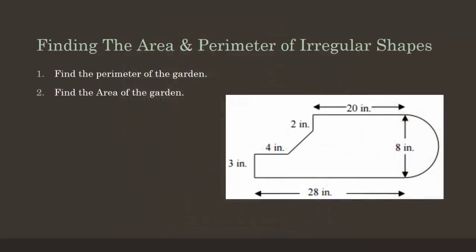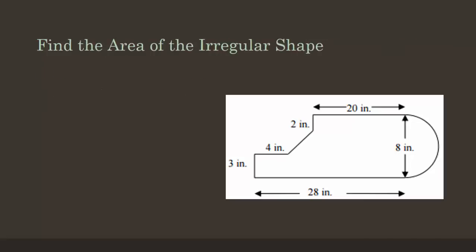As mentioned in the title, the overall goal of this video is to be able to successfully find the area and the perimeter of irregular shapes. So let's take a look at the figure below. Let's think of this as a garden, except instead of having feet, let's have inches. So as mentioned earlier, we want to find the perimeter and the area of this garden.